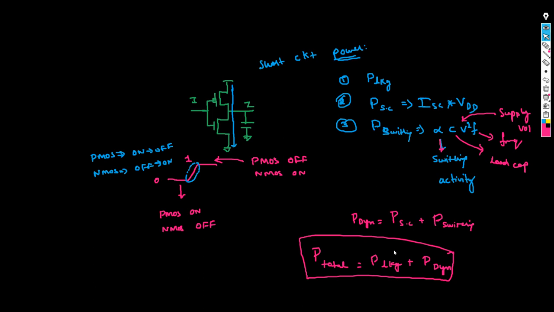When you want power and performance both, it is a chicken and egg problem. When you increase your frequency, your power increases, and when you want to reduce your power, you have to reduce your supply voltage, and when you reduce your supply voltage, your delay increases. There are many things we will talk about in the upcoming classes.